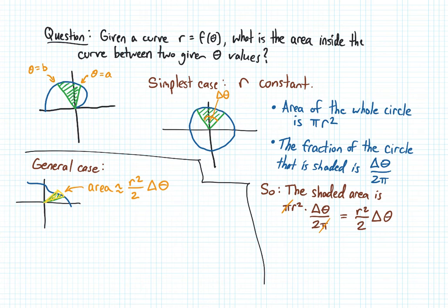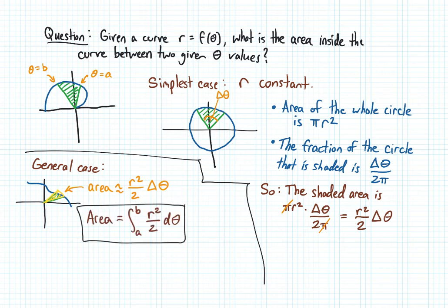And so we have this approximation of the area as r squared over 2 times delta theta, and that approximation gets better and better as delta theta goes to 0. And in the limit, we obtain an integral. And so we end up with the formula that the area inside the curve is the integral from a to b of r squared over 2 d theta. And just to clarify and emphasize, in this context, r is a function of theta, and so you need to remember to plug that in before you calculate the integral.